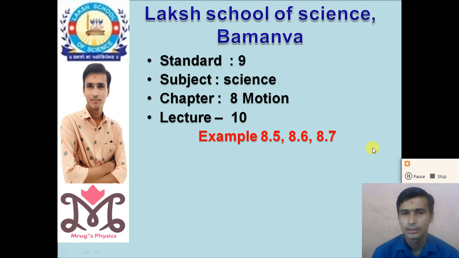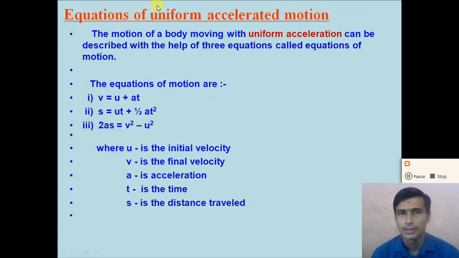So dear student, in today's class we will discuss examples regarding uniformly accelerated motion. But before that, let us revise once which equations we derived. So dear student, equations of uniformly accelerated motion. What do you mean by uniformly accelerated motion? It is the motion of a body moving with uniform acceleration, that means constant acceleration or constant deceleration.